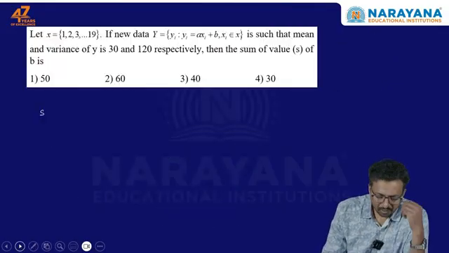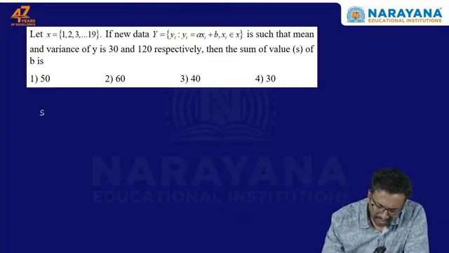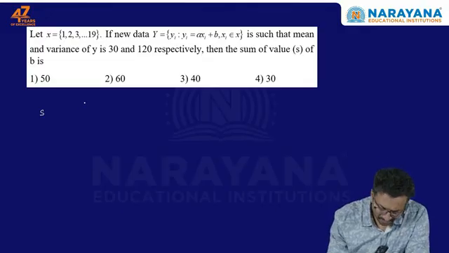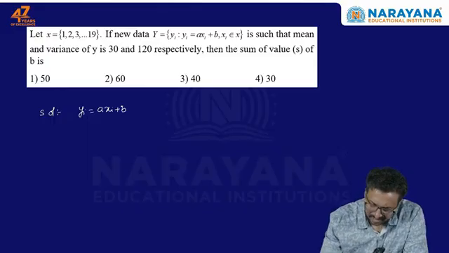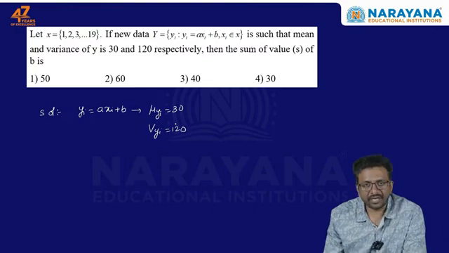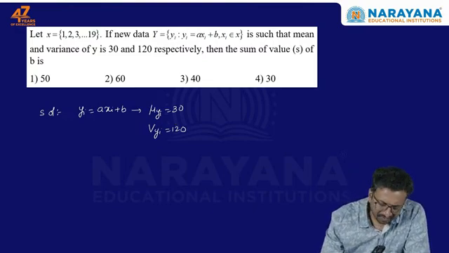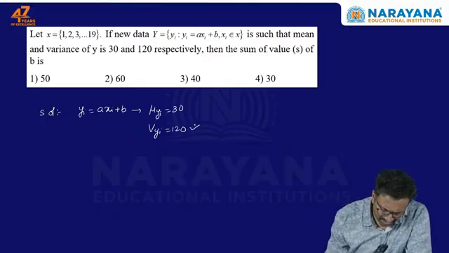So let x be 1, 2, 3 up to 19. That's the initial data points. If new data yi is given by a xi plus b, so each data point yi is taken as a times xi plus b such that the mean mu of yi is equal to 30 and the variance of yi is equal to 120. Then what are the possible values of b if this has to happen, and what is their sum? So this is a very simple question.